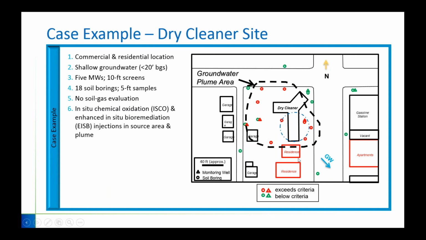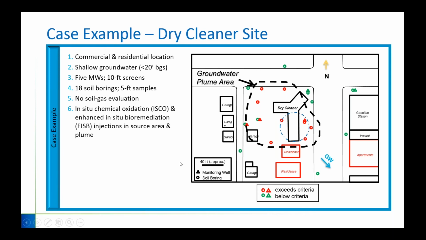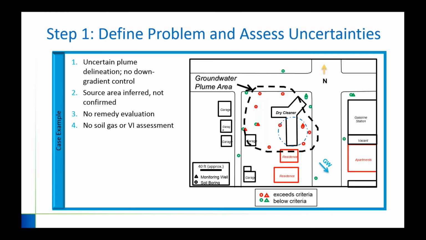Just at a high level visually, the red symbols are above the applicable standards and green are below. The circles are soil borings, and the triangles are the monitoring wells that they had. Just taking a look at the CSM, you notice the groundwater contour is the dashed line. That communicates uncertainty. There's no data. We don't know how far this goes.